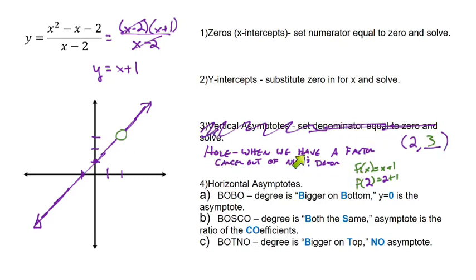Okay? So, moral of the story, if the factor also cancels in the numerator, it's a hole. If it doesn't cancel in the numerator, it's going to create a vertical asymptote. And then lastly, we can look at our horizontal asymptotes. Let's see if there are any. We have BOBO, BOSCO, and BOTN. This looks like a BOTN because the degree is bigger on top. See how we have a second degree up here but a first degree down here? Since it's bigger on top, there is no horizontal asymptote, and this is going to be our function. And we're done.